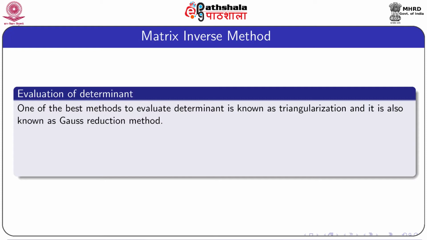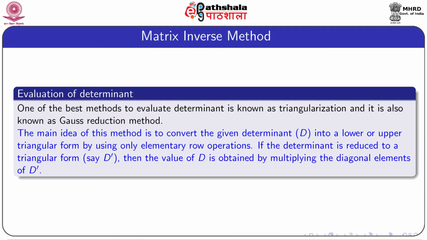But the solution of a system of linear equations sometimes depends on the value of a determinant. So, an efficient method is required to evaluate the value of a determinant, and that one is presented in the following section. One of the best methods to evaluate a determinant is known as triangulation, also known as the Gauss reduction method. The main concept of the Gauss reduction method is to convert the given determinant into a lower or upper triangular form by using only elementary row operations.